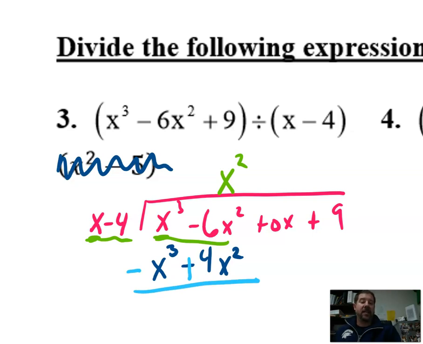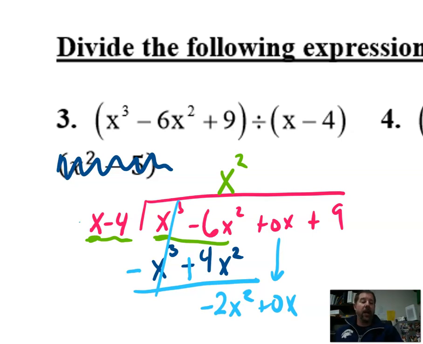Now x cubed minus x cubed is 0, and that's what should happen. Those should kill each other off. Negative 6x squared plus 4x squared is negative 2x squared. And now I want to bring down the next term, plus 0x. And we're going to play this game all over again.